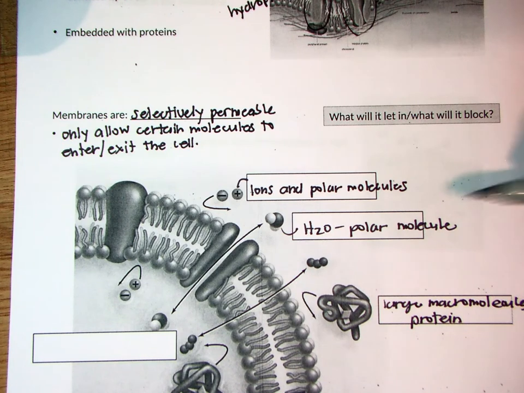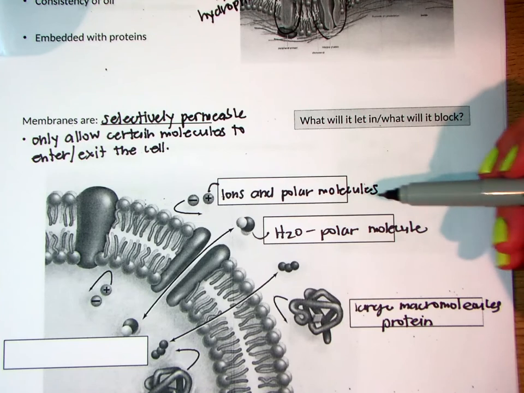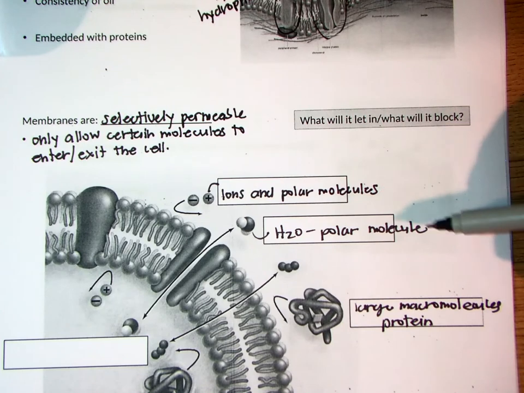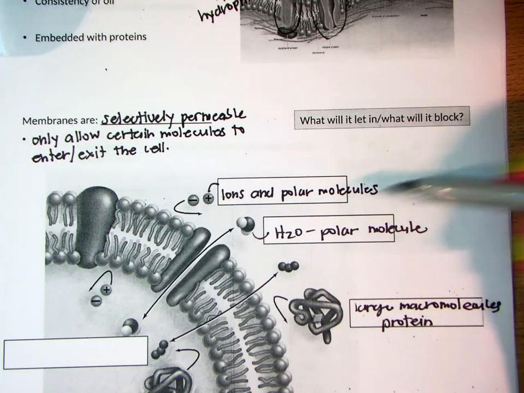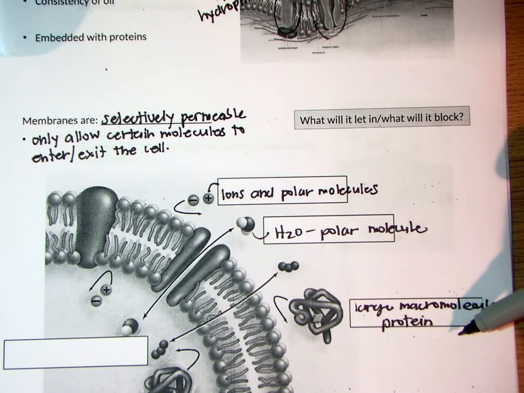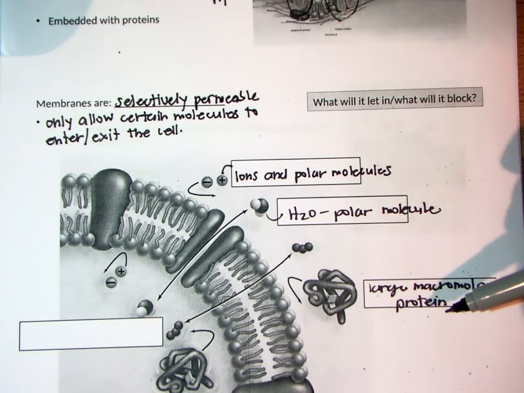So basically these things, they need to get in the cell. We need to have certain ions in our cells. We need to have water coming in and out of the cell. We need to allow proteins to come in and out. And so they need help getting in and out of the cell. So we'll talk about that in a minute. It doesn't just happen through diffusion on its own.